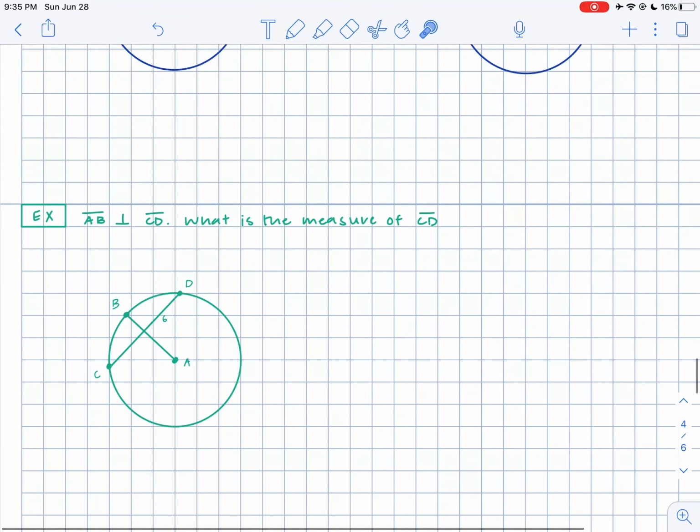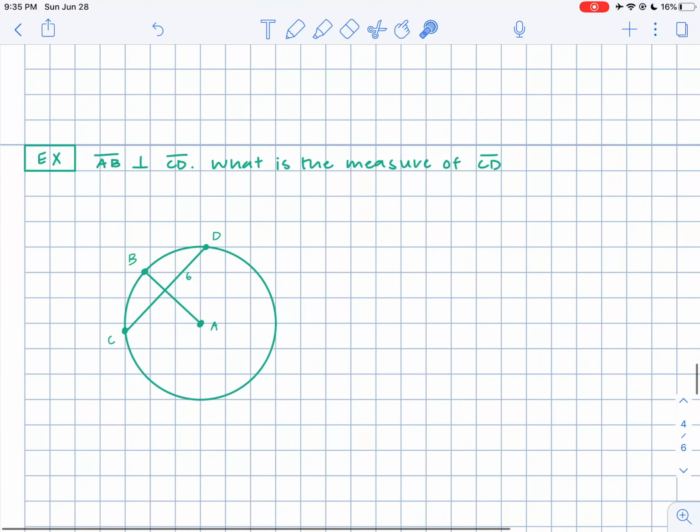Okay, let's look at an example. This states, let's zoom in. This states segment AB. Now remember, you should be able to recognize that this is a radius because we're going from the center to a point on the circle. AB is perpendicular to CD. You should recognize that this is a chord because two endpoints are on the circle. So we're given that it's perpendicular, so why don't we draw a right angle. Yes. So now we want to know, what is the measure of CD?